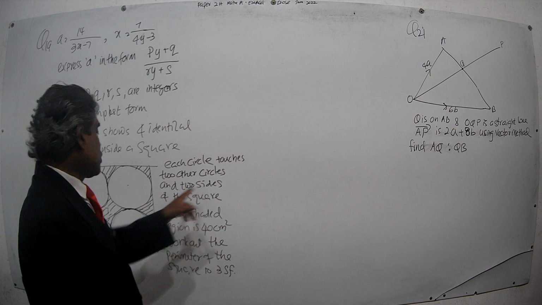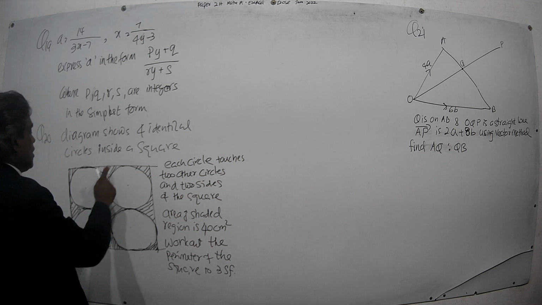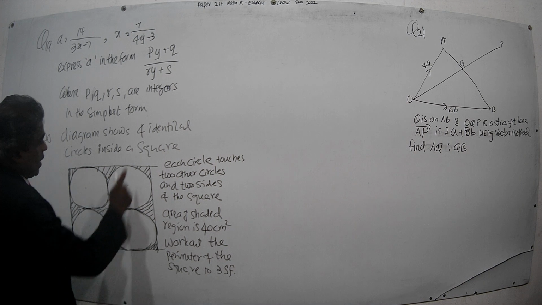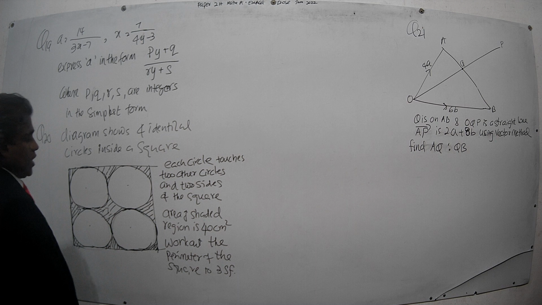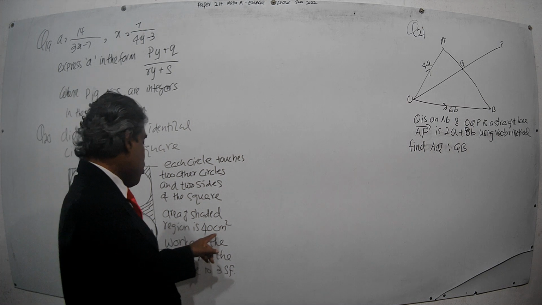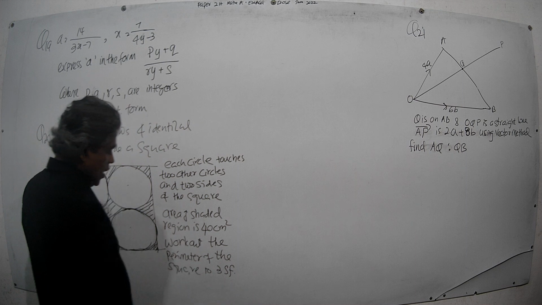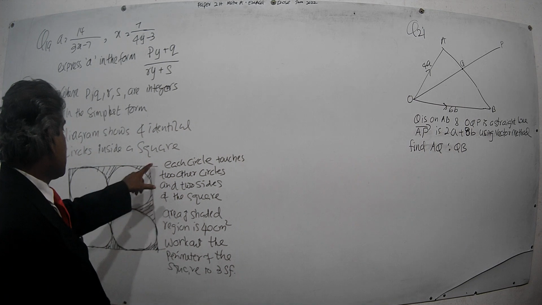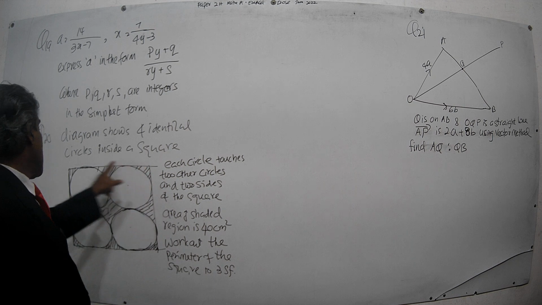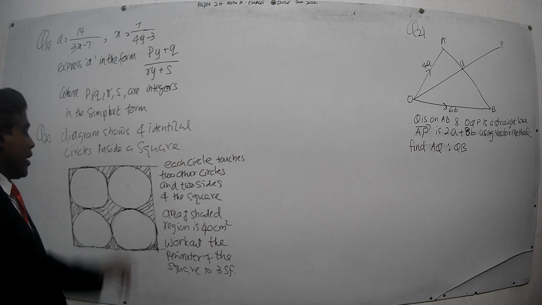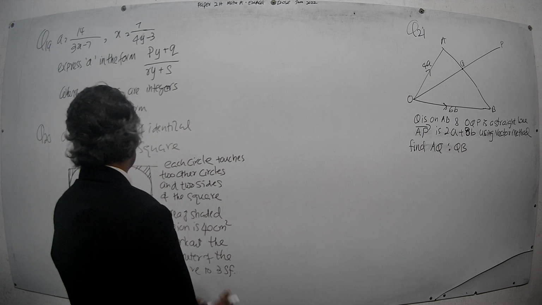Then the area of the shaded region, that means the area inside the square but outside the 4 circles, is 40 centimeters square. Work out the perimeter of the square. This perimeter means the total length of the straight lines forming the square, right? Okay. Then correct to 3SF, you have to find it, right? Okay, we'll do it. Question 20.